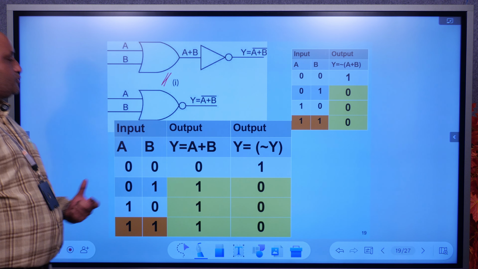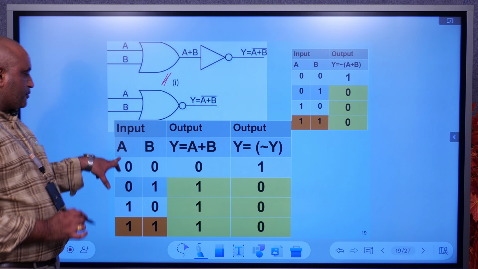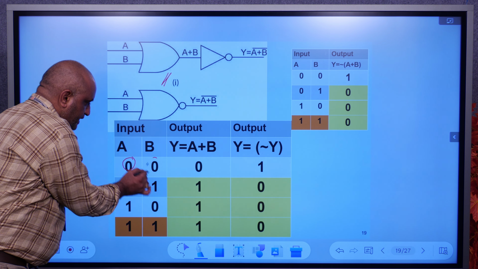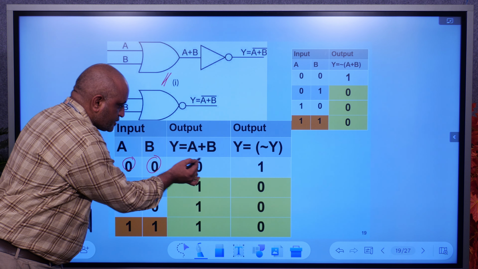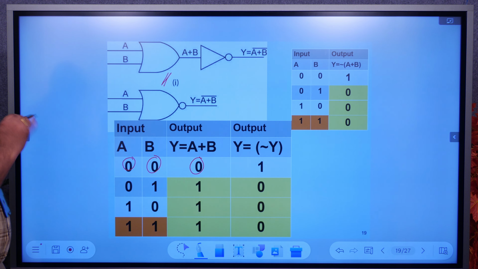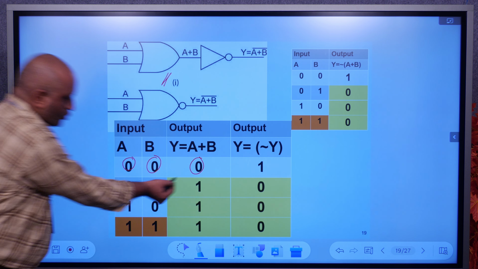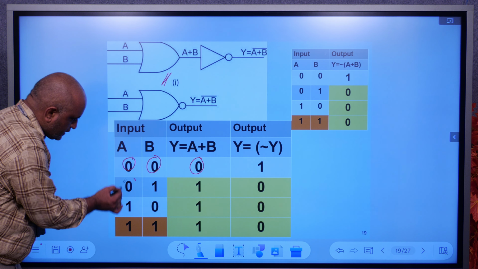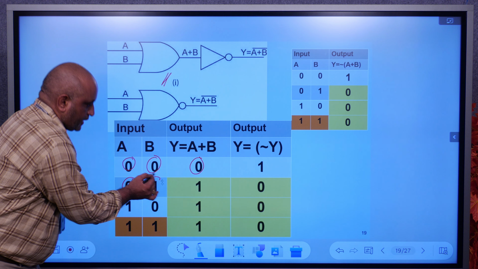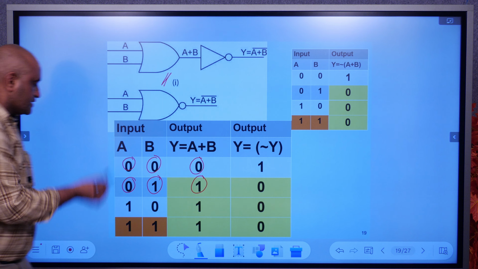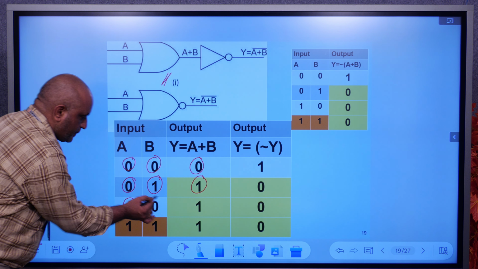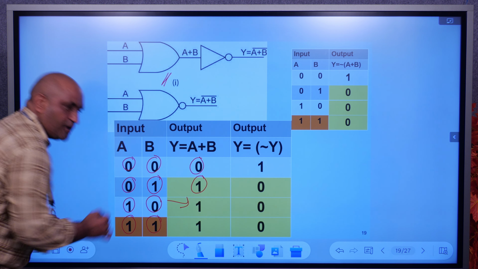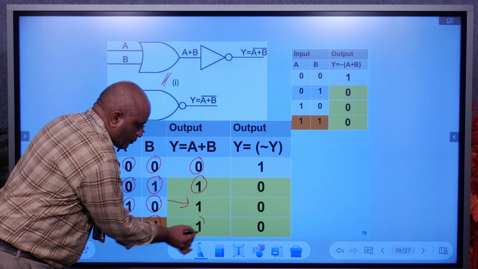Suppose you consider the truth table, with inputs A and B. Suppose A is 0, B is 0, you get the OR gate output 0. If any input is 1, the output is 1. This is nothing but the OR gate output, Y equal to A plus B. A is 0, B is 1, the output is 1. A is 1, B is 0, the output is 1. Both inputs A and B are 1, the output is 1.